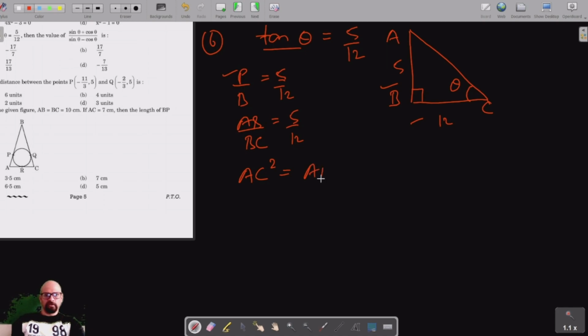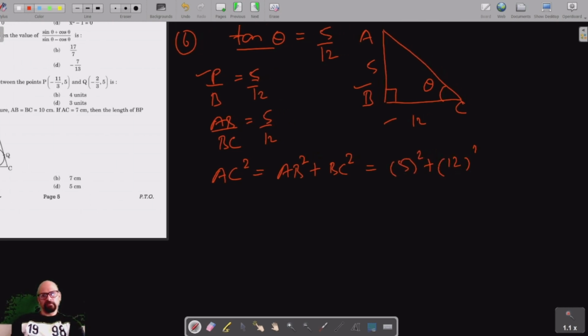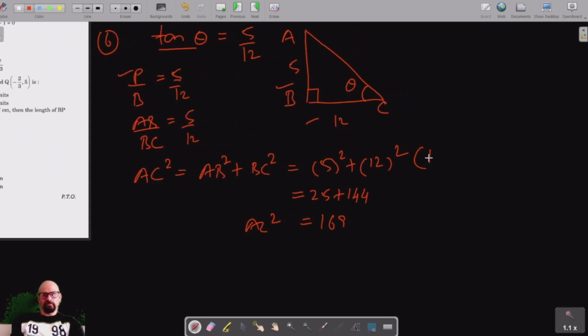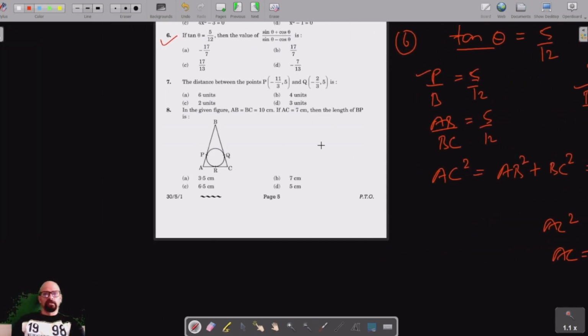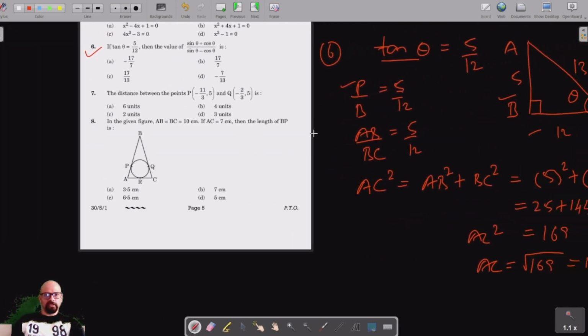AC square is equal to AB square plus BC square. So AB square is 5 square, and BC is 12 square, which is 25 plus 144, which is 169, so AC square is 169. We got this by using the Pythagoras theorem. So AC is equal to root of 169, which is 13. Now we have to evaluate for sine and cos.